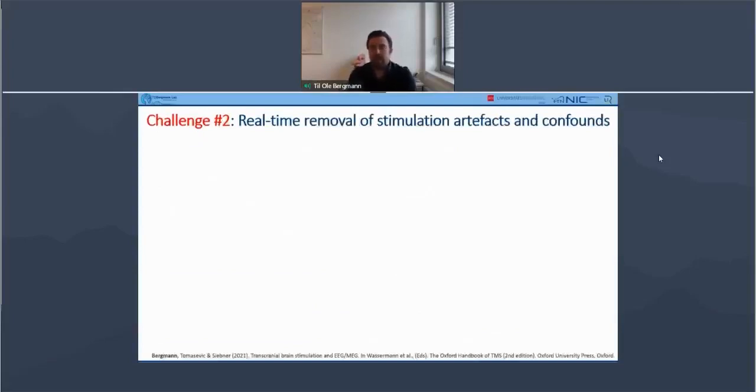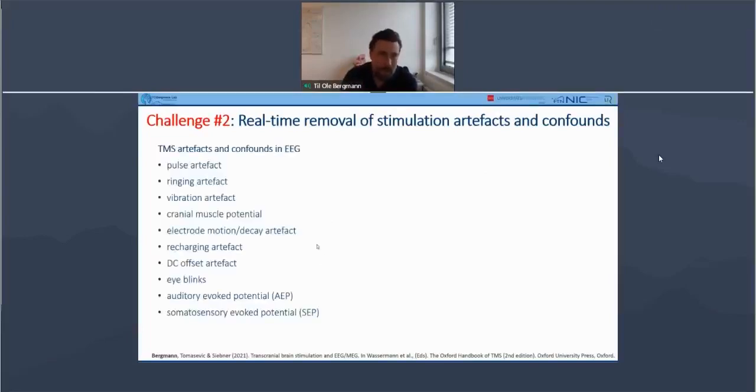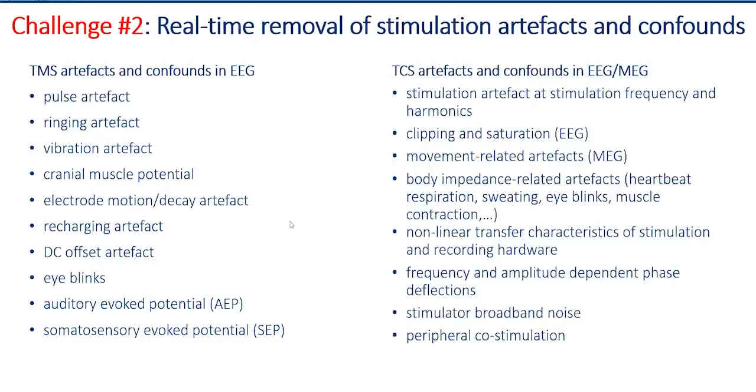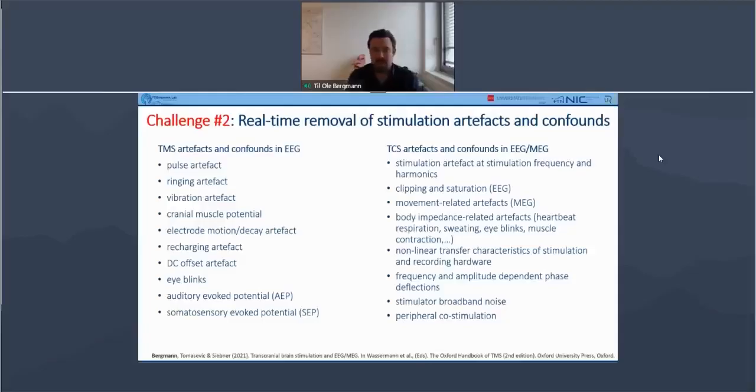Challenge 2 is the real-time removal of stimulation artifacts and confounds. And this is tricky. Especially for EEG or MEG, but I'm sure also for fMRI, there are a number of artifacts. And I'm not going into detail here, just listing a few of them. The problem is that for a fast closed loop protocol that is EEG based, for example, and using TMS or TACS, TDCS, TACS I think is worse, we basically go blind as soon as we switch on the stimulation. With already difficulties in removing all those artifacts offline, doing this online is a really hard job.